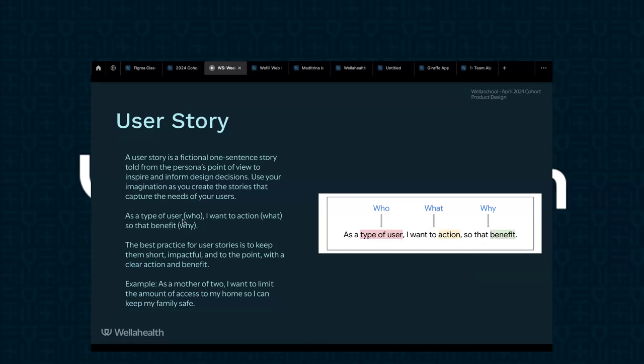So this is basically what the system looks like, right? As a type of user, that is who the user is, I want to, what the user wants to do, so that, that's why the user wants to do that, right?